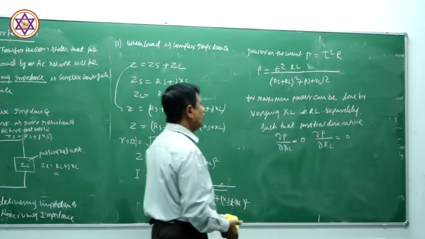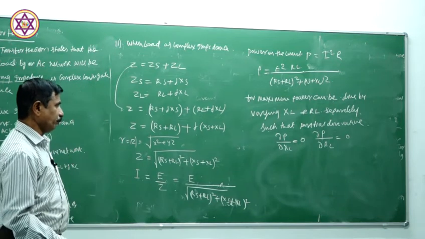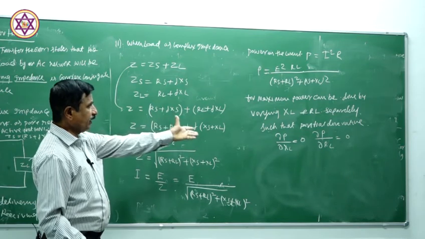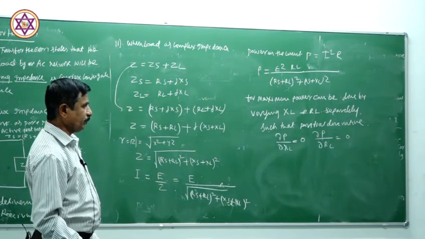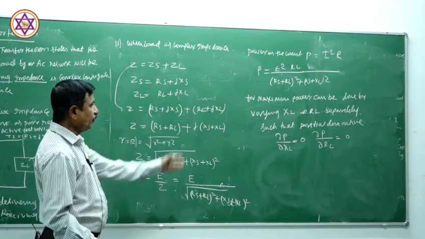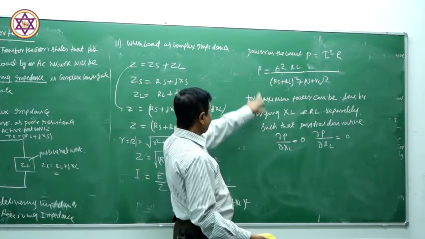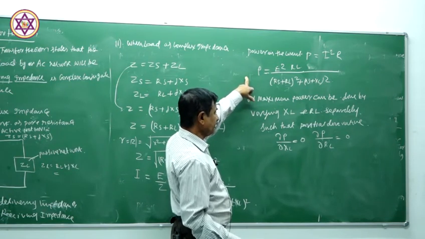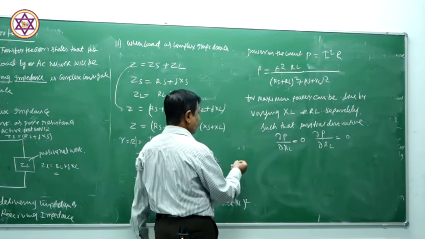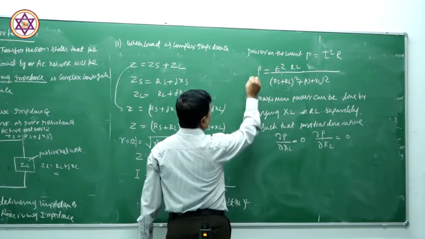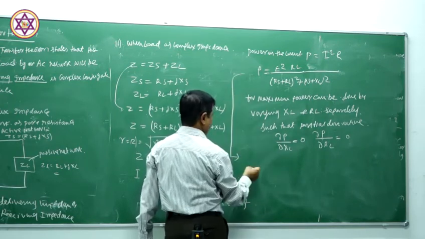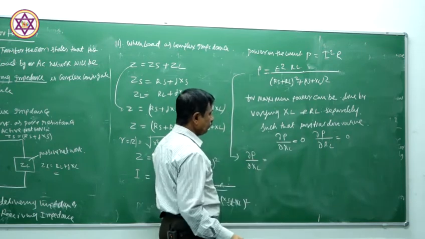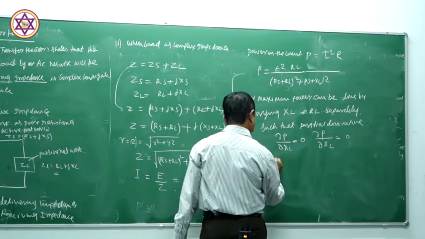So in order to obtain the maximum power, I will vary XL as well as RL separately so that the partial derivative becomes equal to 0. First let us differentiate this power with respect to XL and see what happens, and then equate it to 0. So by differentiating this, dP by dXL is equal to E squared.